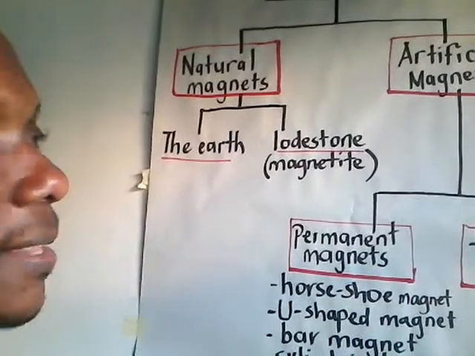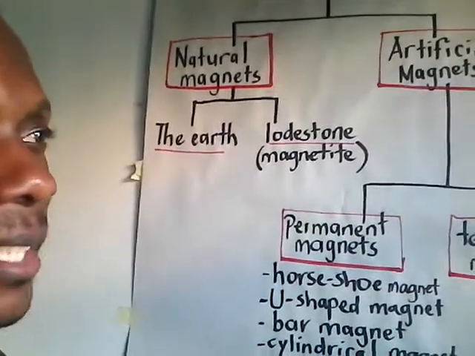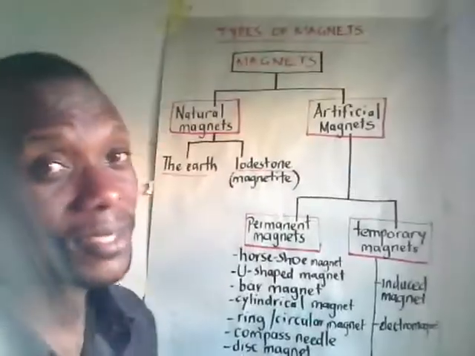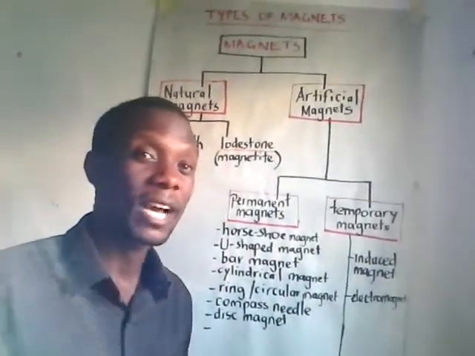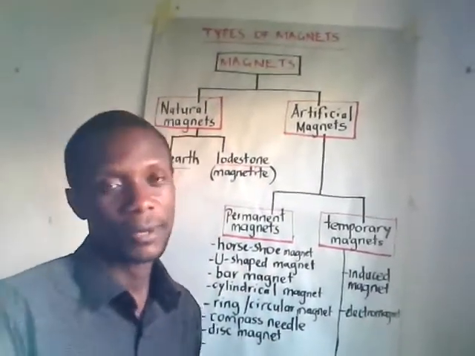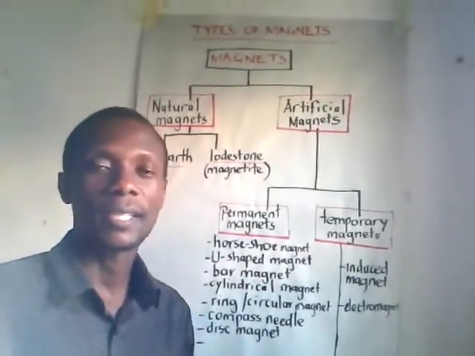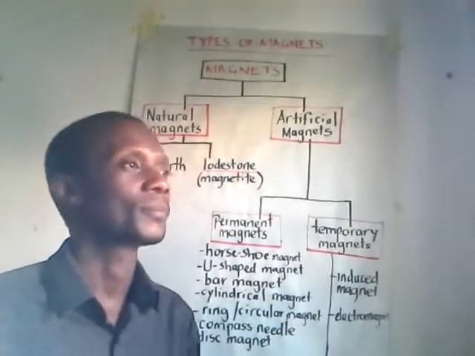Let's look at the earth. Why is the earth called a magnet? That's a common question. The earth is called a magnet because it has got a north pole and a south pole. That is one of the properties of magnets. A magnet has a north pole and a south pole.